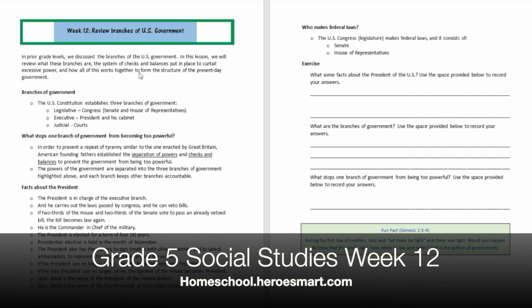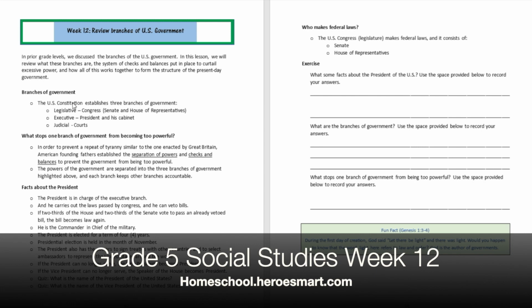government. In prior levels, like in 4th grade and 3rd grade actually, we talked about the branches of the United States government. Now this is 5th grade. You're getting ready to graduate from elementary right now, so let's make sure we remember what we talked about.